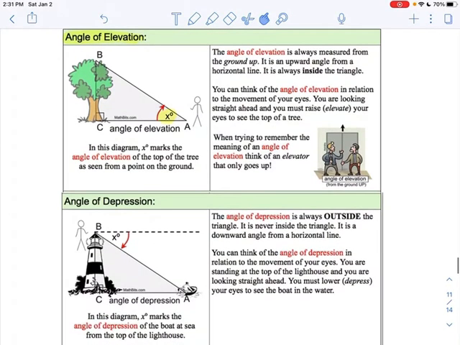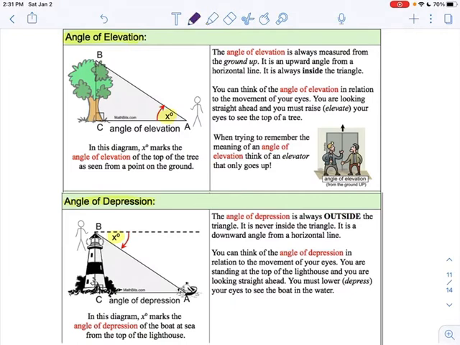Another word is angle of depression. So the angle of depression is actually outside of the triangle. The angle of depression is always outside the triangle. It is never inside the triangle. It is a downward angle from a horizontal line. You can think of the angle of depression in relation to the movement of your eyes. You are standing at the top of a lighthouse and you are looking straight ahead, and you must lower or depress your eyes to see the boat in the water. So the angle of depression is technically outside the triangle up here at the top.